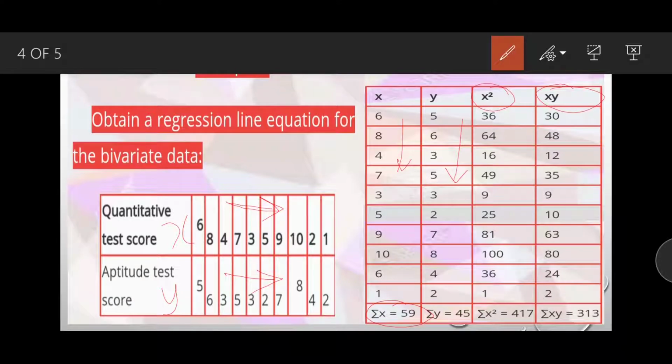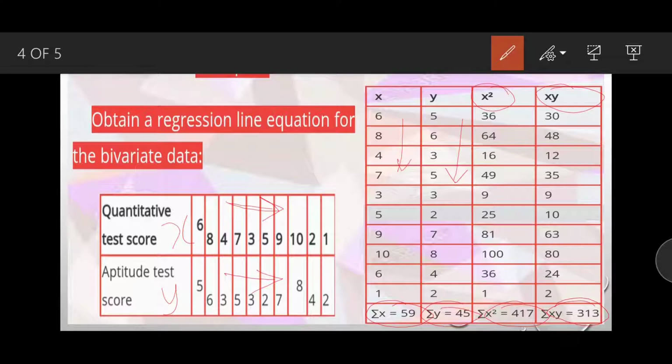What's the summation? Add all the values of x, that gives me 59. Sum all the values of y, that gives me 45. Sum all the values of x squared, I have this, and sum all the values of xy, I have this. So this is very important. With this, we are set to obtain our regression line equation.